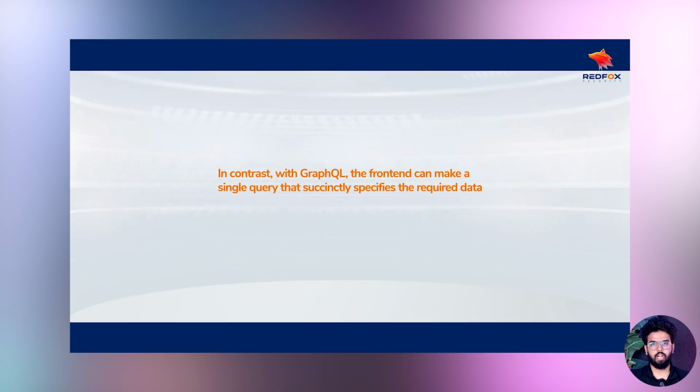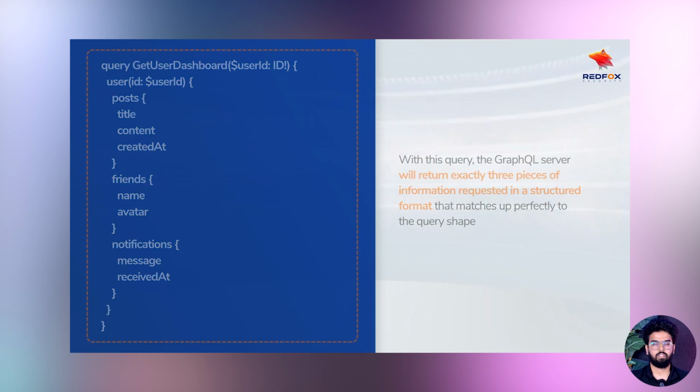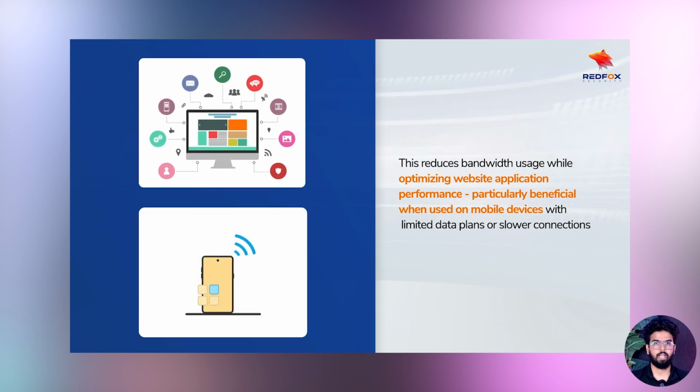In contrast with GraphQL, the frontend can make a single query that succinctly specifies the required data. With this query, the GraphQL server will return exactly 3 pieces of information requested in a structured format that matches up perfectly to the query shape. This reduces bandwidth usage while optimizing website application performance, particularly beneficial when used on mobile devices with limited data plans or slower connections.